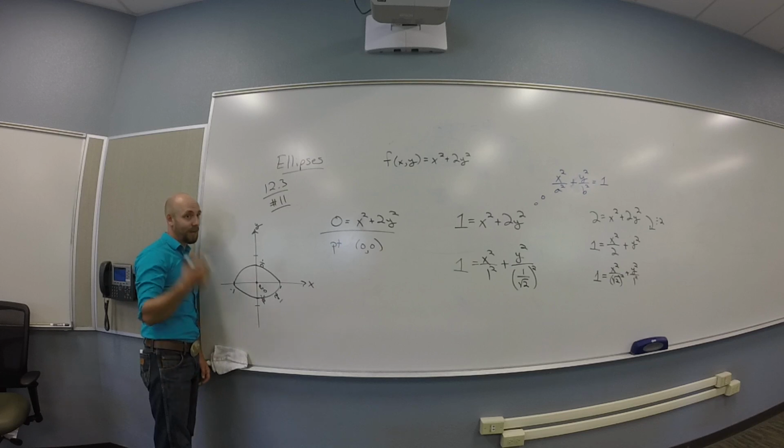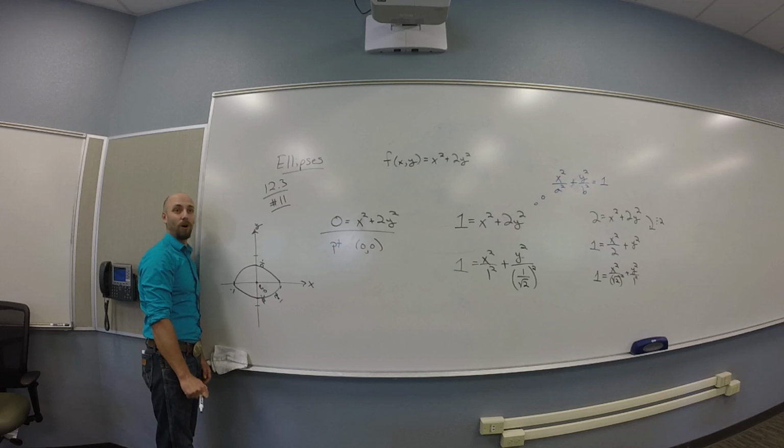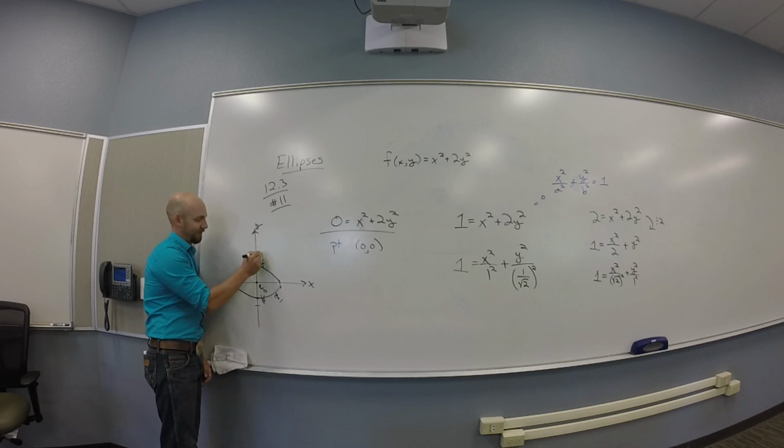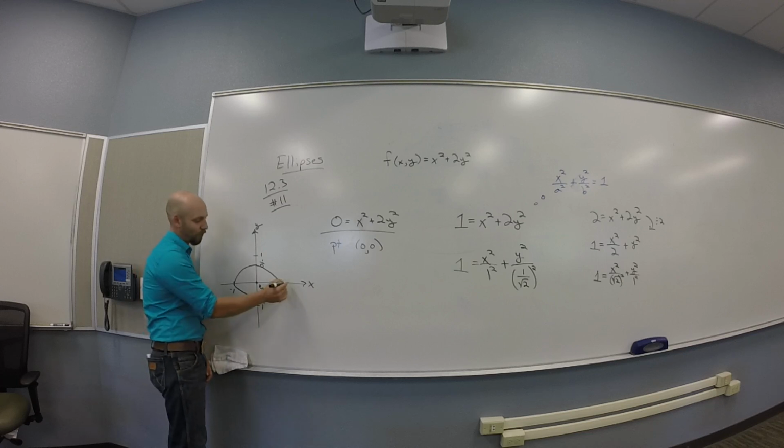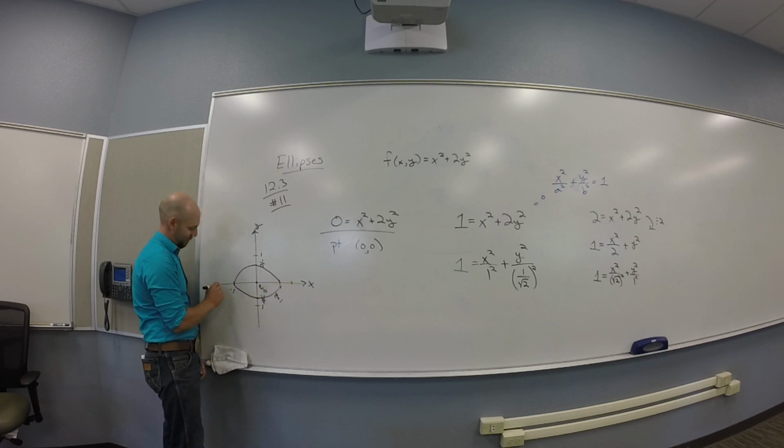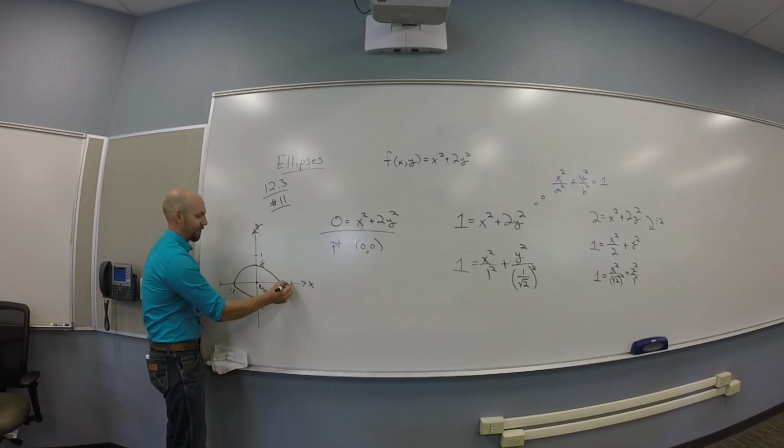Sorry, I'm trying to eyeball in my head the relative sizes between 1 and 1 over root 2. Root 2 is like 1.4, so 1 over 1.4 is, I don't know. At any rate, I'm going to assume it looks like this, and root 2 is like 1.4, so that's out here, give or take.